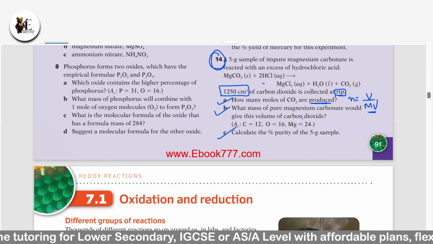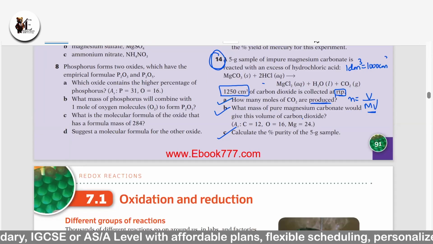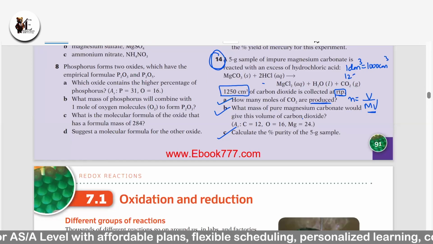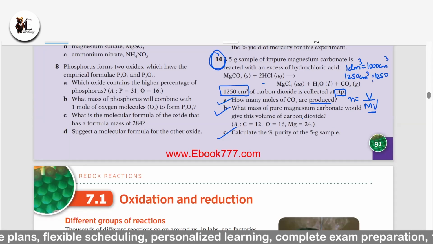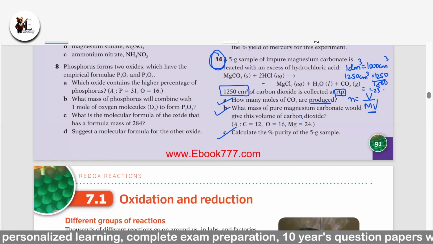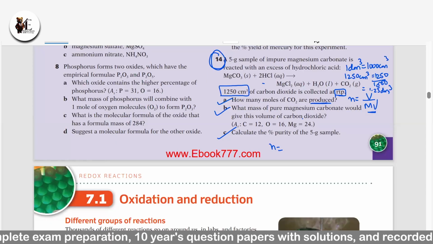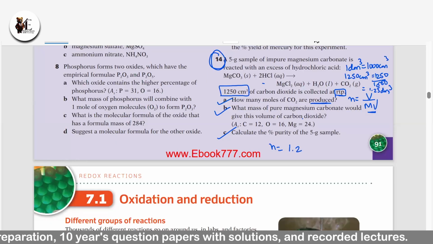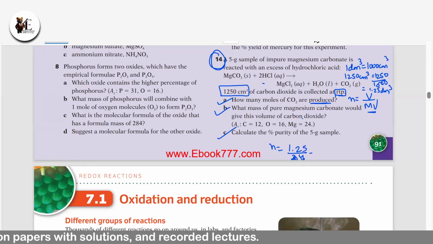How? You should know this conversion, that 1 decimeter cube is equal to 1000 centimeter cube. So 1250 centimeter cube is equal to 1250 upon 1000, which is equal to 1.25 decimeter cube. Now you just have to substitute it in the formula. Number of moles is equal to volume upon molar volume, which is 24. After you solve it, you get the answer as 0.0521. Are you getting the same answer?